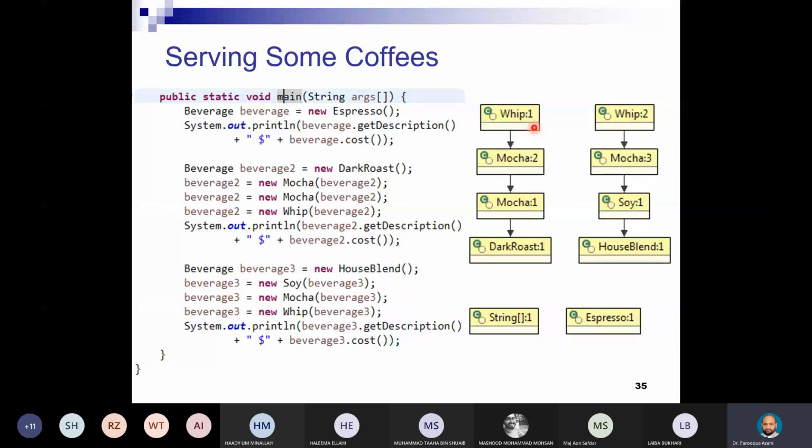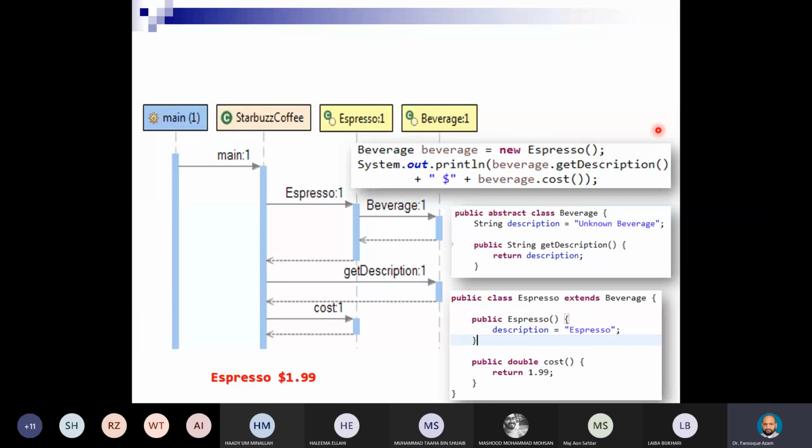And if we see the sequence diagram for the plain espresso. If we see for plain espresso in the main method, first of all, the object of espresso is going to be created, and the espresso is going to call the get description of the beverage.